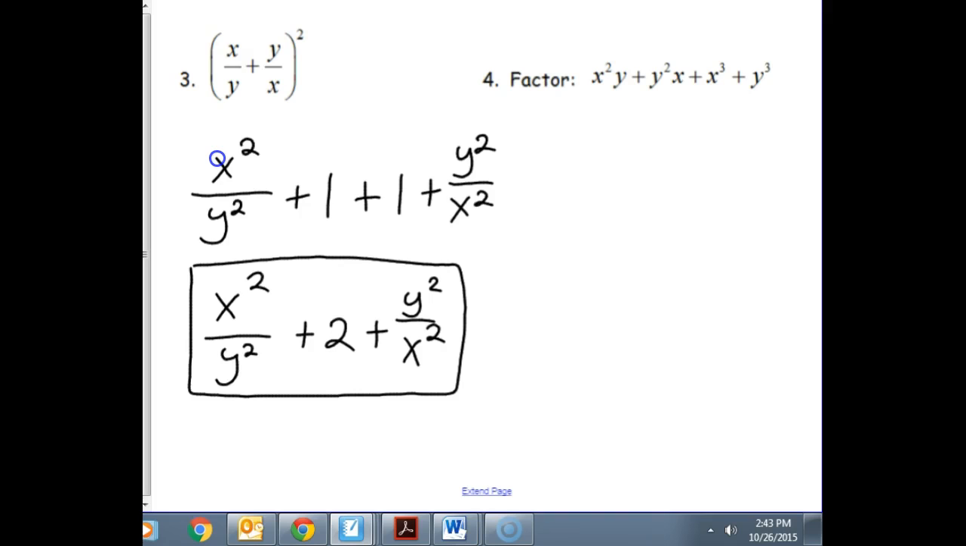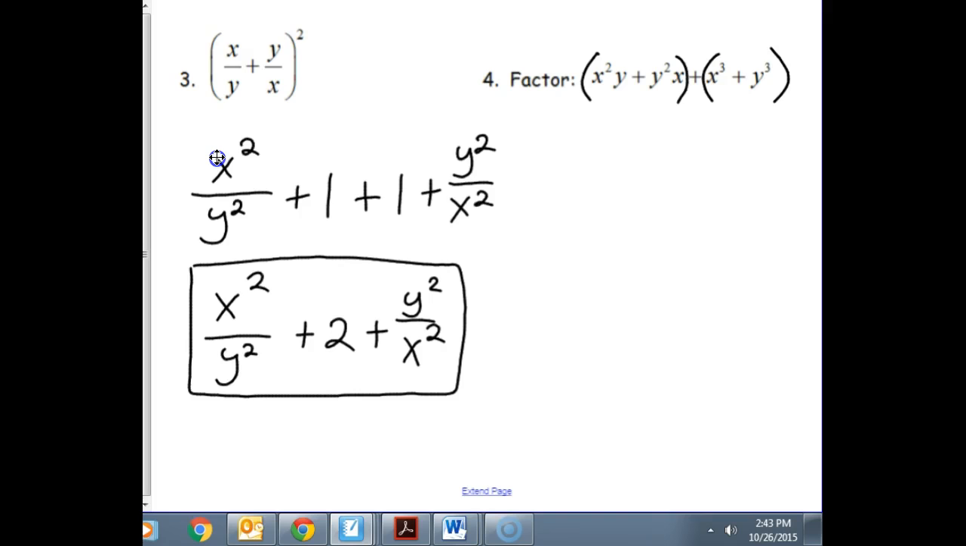Alright, number 4. They want us to factor this. Well, we have 4 terms. And if you remember how to factor with 4 terms, that's that whole grouping thing. Where you would have to group the first 2 and the last 2 together. And then factor them out and see what is left over inside of the parentheses are both the same.